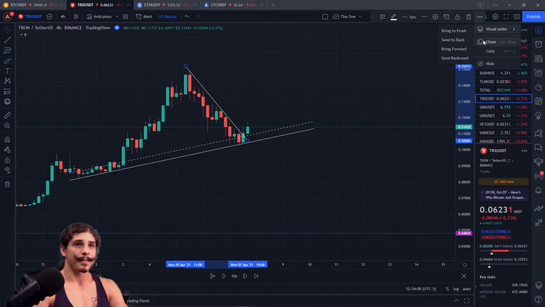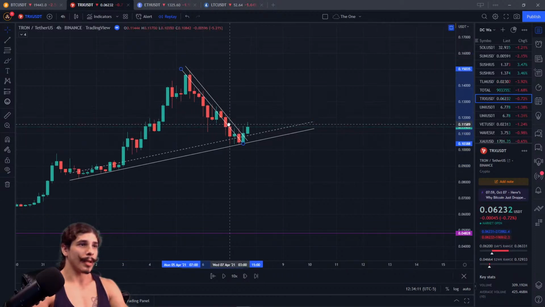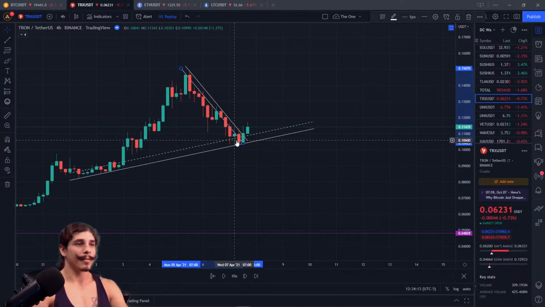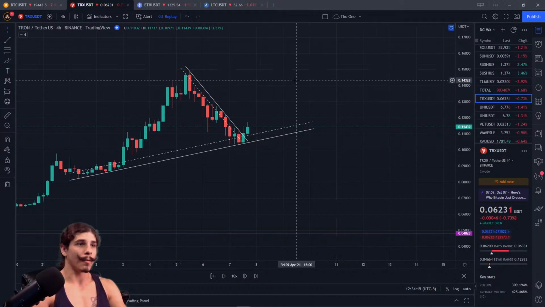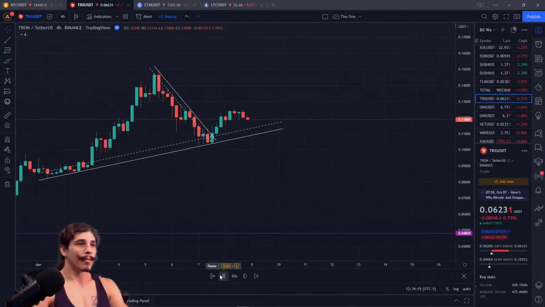I can clone this. Say, all right, this is where I'm comfortable taking profits. If I enter from here, obviously that's a tight wedge to say that, hey, we're taking profits from here. So we just let this play out a little. It breaks out. And then we move over.